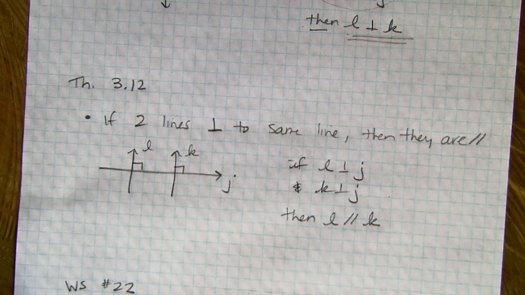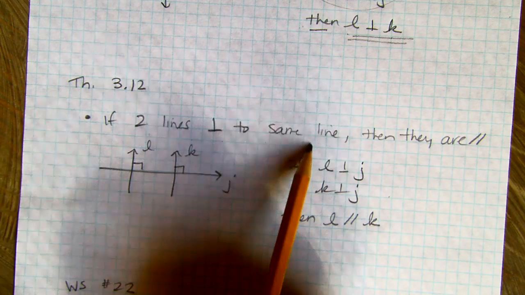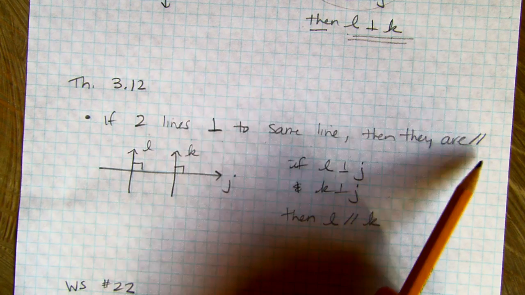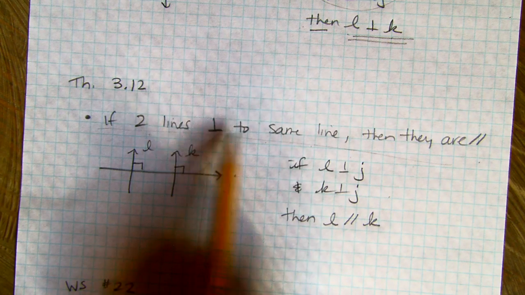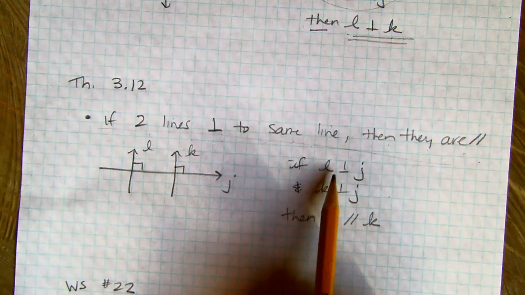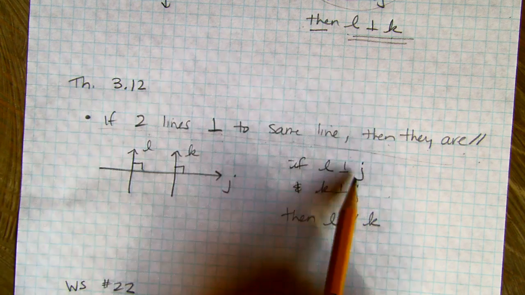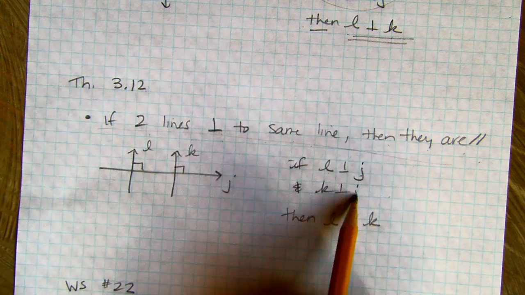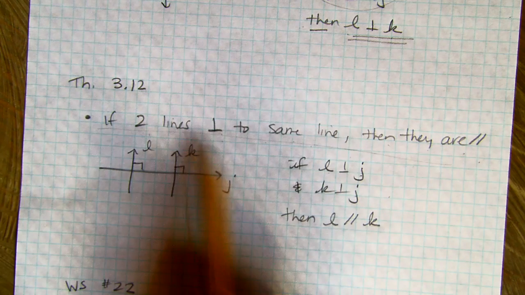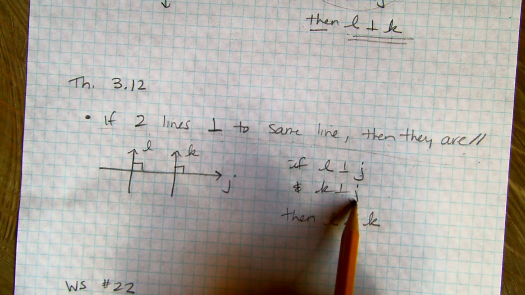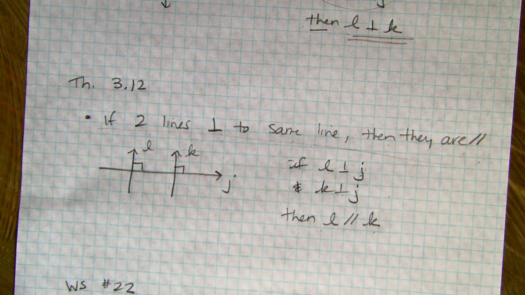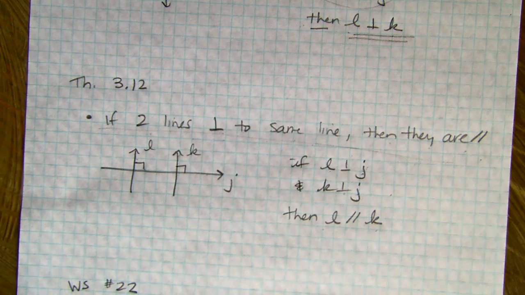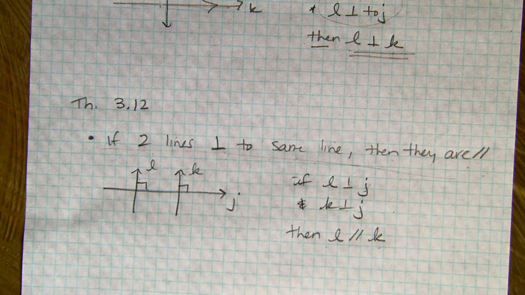Theorem 3.12 says if 2 lines are perpendicular to the same line, then they must be parallel. Again, this is how you would have to write it out. If 2 lines perpendicular to the same line, then they're parallel. So if I know that L is perpendicular to J and I know that K is perpendicular to J, I have 2 lines perpendicular to the same line, then L must be parallel to K. That's my conclusion. And then I just want to look at the worksheet and do number 22.